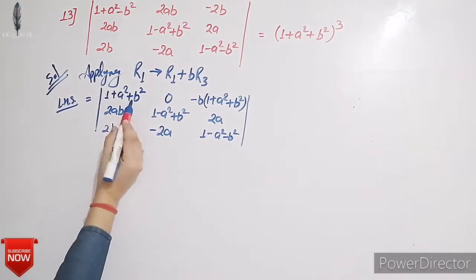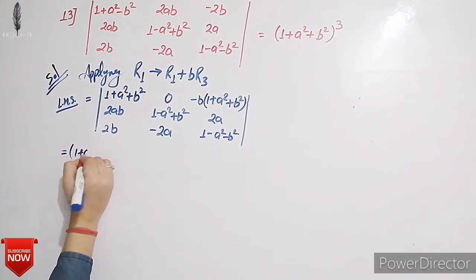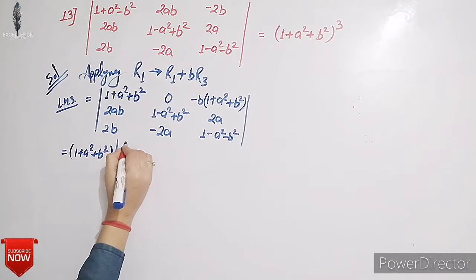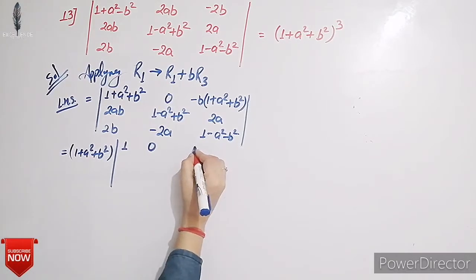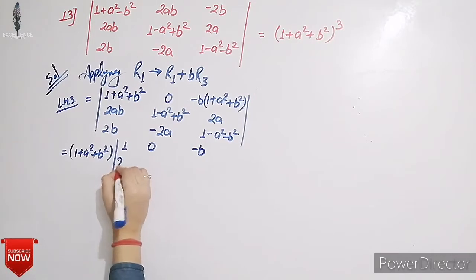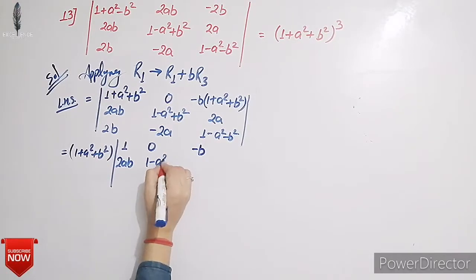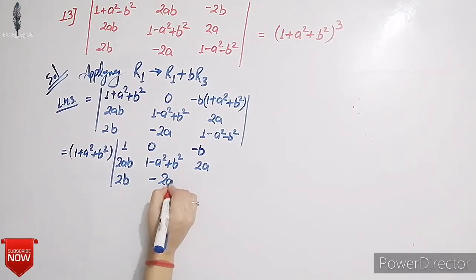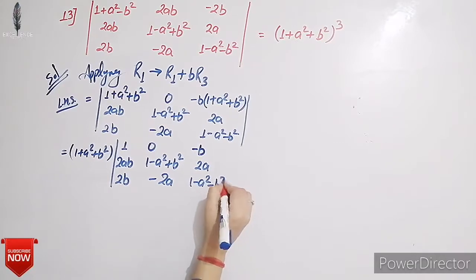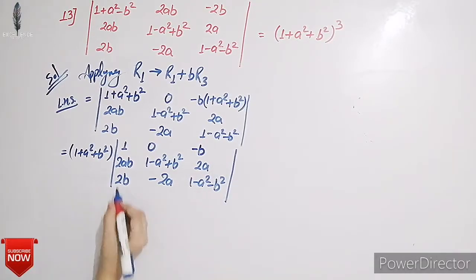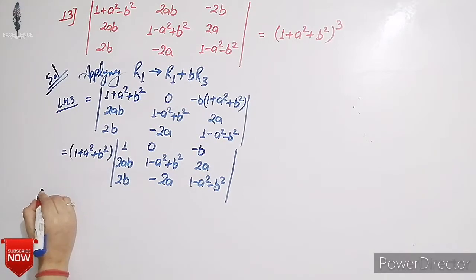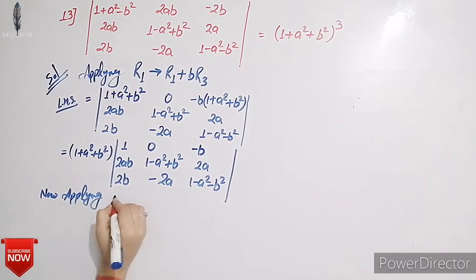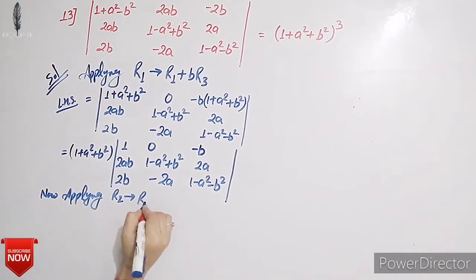Now taking 1 plus a square plus b square common from R1. Then we have 1 plus a square plus b square into here 1, 0, minus b. R2 is same, 2ab, 1 minus a square plus b square, here 2a. R3 is 2b, minus 2a, 1 minus a square minus b square. Now here 2ab minus 2ab equal to 0. So applying the change, R2 becomes R2 minus aR3.